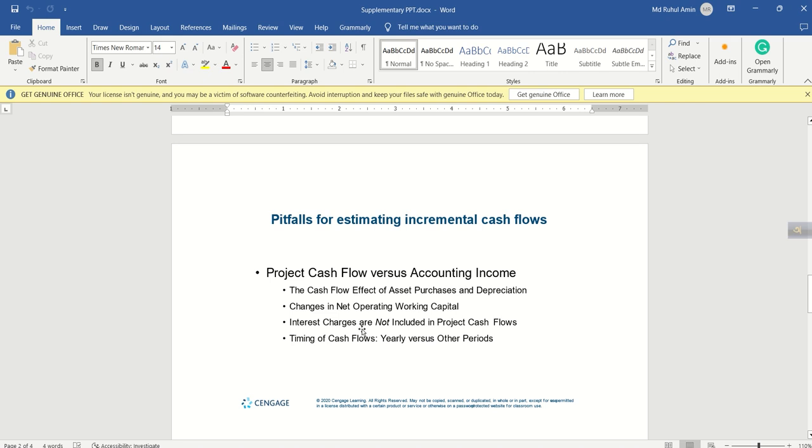If you forget, I mean, if you add this interest expense again, then you will end up with a wrong cash flow estimation and your ultimate evaluation will be wrong.